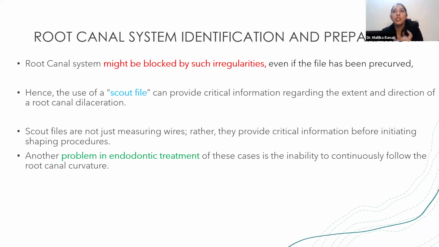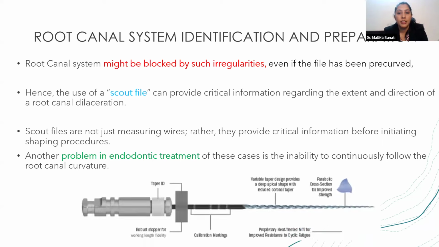Keep doing your initial apical file, a 10 or a 15 number, or whatever file that you're using. Keep re-instrumenting with that again and again. Keep irrigating, as Dr. Anu had mentioned in her lecture yesterday. Irrigation is a must.